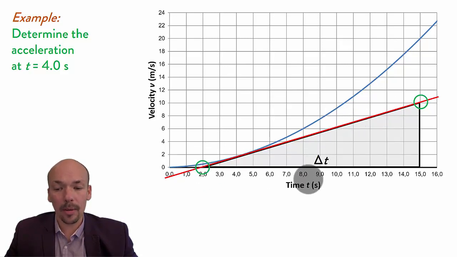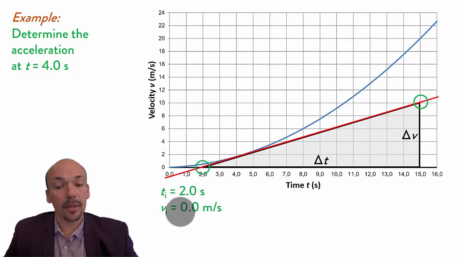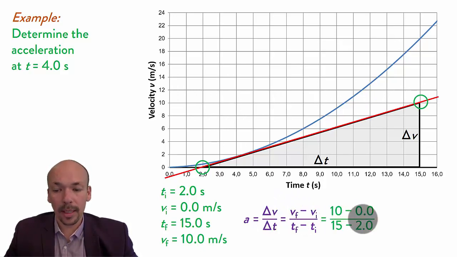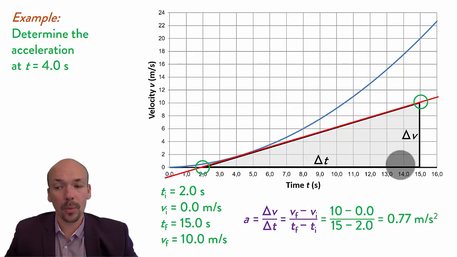This triangle will now have a change of time as the base, and the height will be a change of velocity. So we have the initial time here, 2 seconds, and an initial velocity of 0.0 meters per second. Here we have a time of 15 seconds and a velocity of, let's see, 10 meters per second, and we can use this equation to calculate that 10 minus 0 divided by 15 minus 2 is 0.77 meters per second squared.